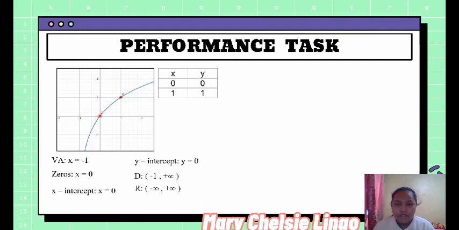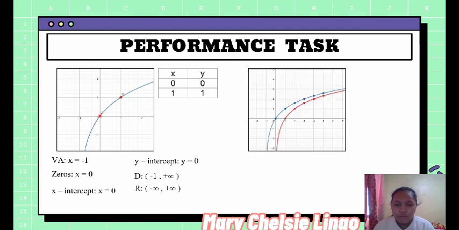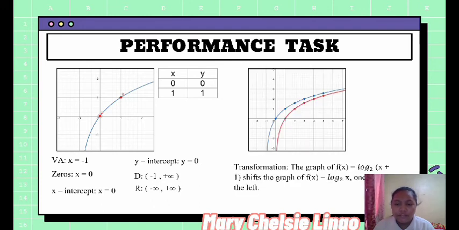To describe its transformation from the parent function to our logarithmic function, the graph of f of x equals log base 2 of x plus 1 changes the graph of f of x equals log base 2 of x 1 unit to the left. As we can see on the red dots, it moves once to the left. That is the transformation of our parent function to the logarithmic function.